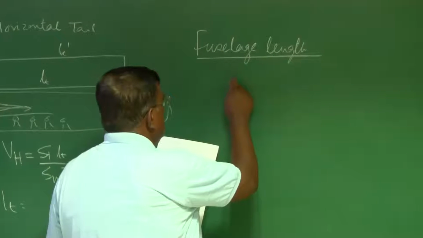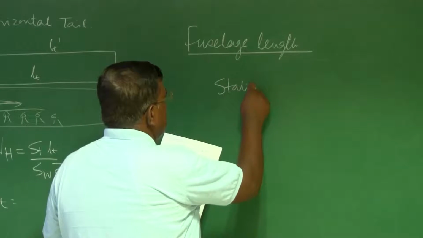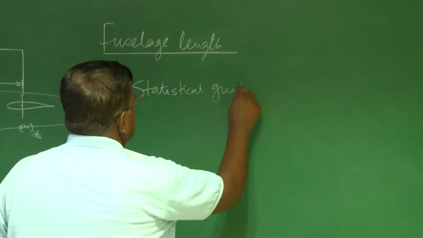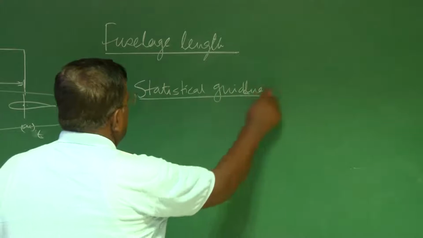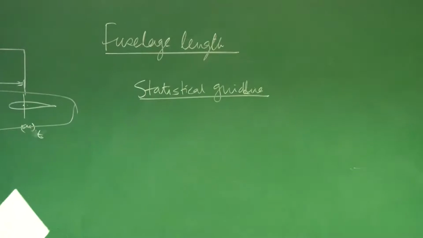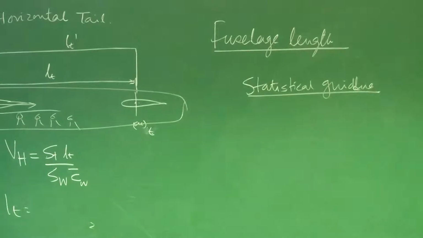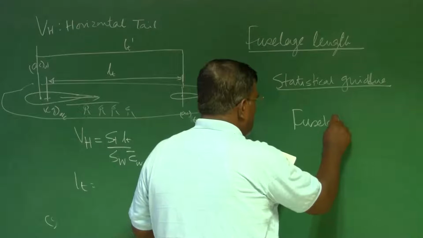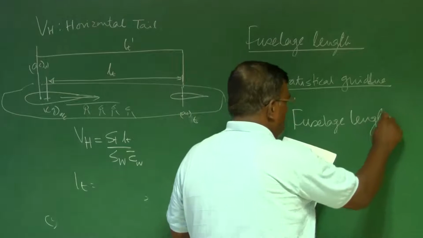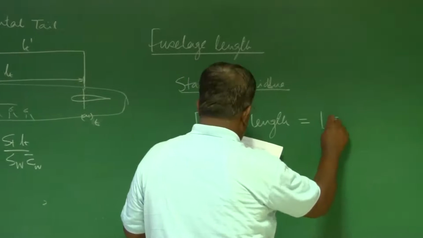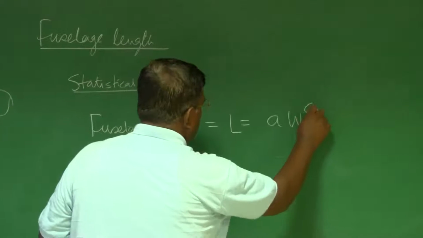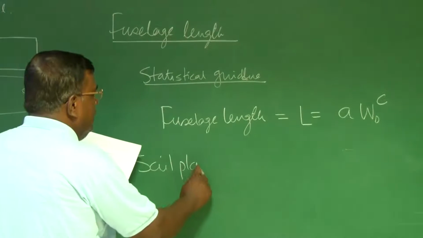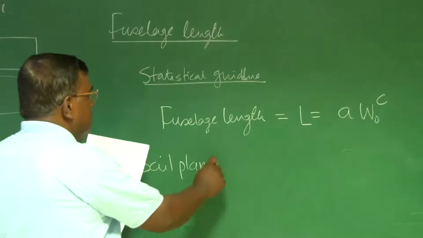There is an excellent statistical guideline, which is purely estimated using the gross weight of the airplane. And that is fuselage length given as L equal to A W naught to the power C. I will give an example for sailplane, and for some numbers you can refer to Raymer. This is unpowered.